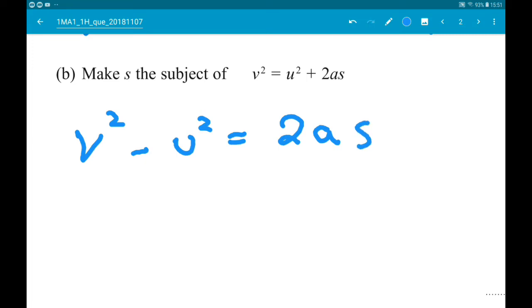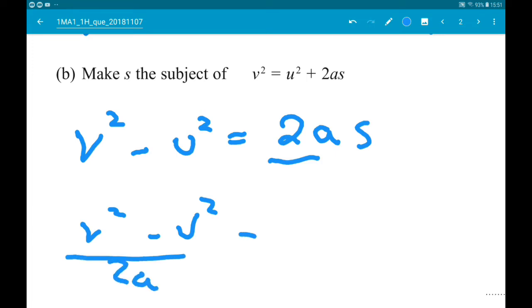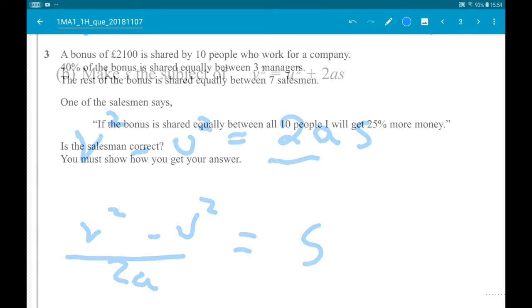Now the 2a is multiplying the s, so we can think of 2a as being one whole thing. To cancel out a multiplication, we divide, so we get v squared minus u squared all over 2a is equal to s. Okay, number 3.